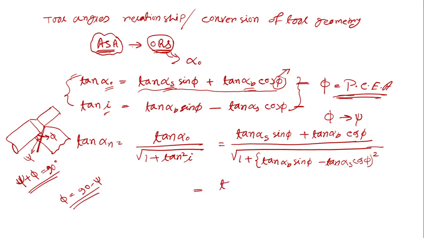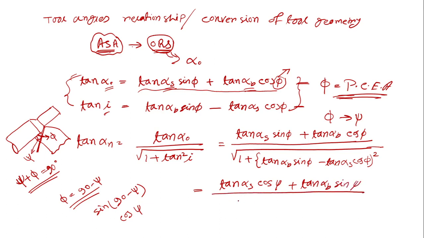So let me write tan of alpha n is, now here it is sine of 90 minus psi, and you know that sine of 90 minus psi is nothing but cos of psi, so I'm writing it directly. Sine phi will be represented as cos of psi plus tan of alpha b, and again cos phi can be written as sine of psi. Similarly, root of 1 plus tan of alpha b, this sine phi can be written as cos of psi, minus tan of alpha s, cos phi will be sine of psi, and this square.